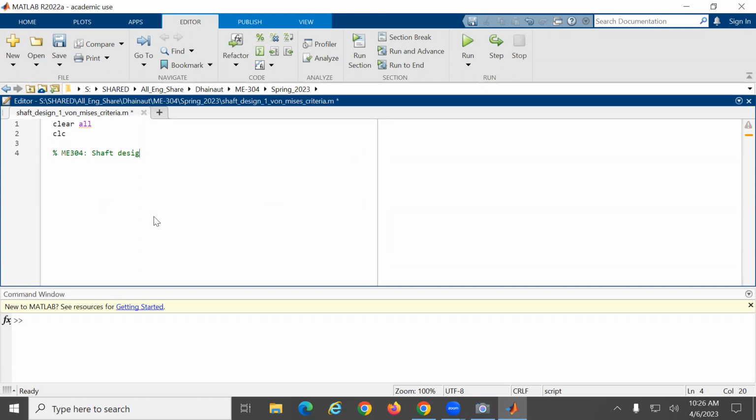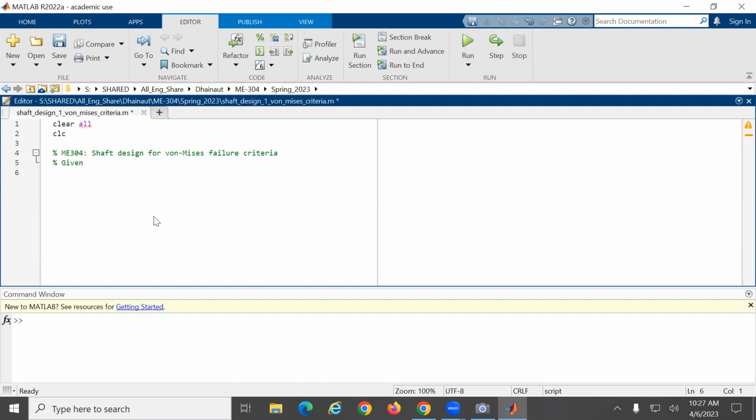Shaft design for von Mises failure criteria. I'll give you this file at the end of the class, okay? Just remind me, I will put it in Canvas. So let's say here, let's say what is given. So let's see what is given.